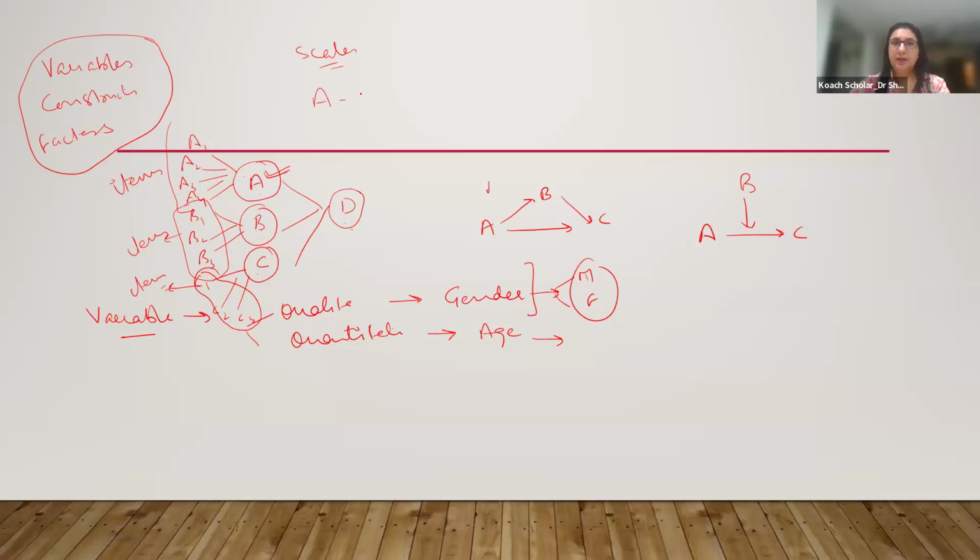So अगर मैं इसको ऐसे बोलूं, A1 plus A2 plus A3 plus A4 are the items that make construct A. B1 plus B2 plus B3 plus B4 are the items which make construct B. Right? All these constructs together, A leads to D, B leads to D, C leads to D. Right? A, B, and C together lead to D.